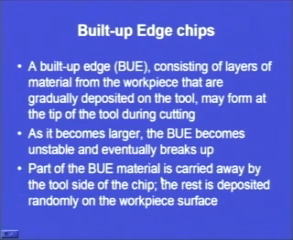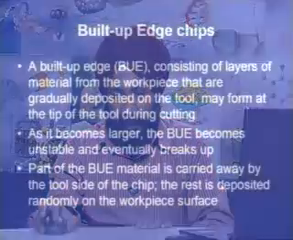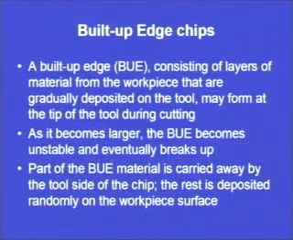Now, some part of the built up edge material is carried away by the tool side of the chip. Tool side of the chip means that if this is the face of the tool and this is the chip flowing onto the rake face of the tool, then this side of the chip is the tool side, and the other side is free to the ambient conditions. The tool side will carry some of the built up edge material, and the rest will be randomly spotted or distributed over the workpiece surface.